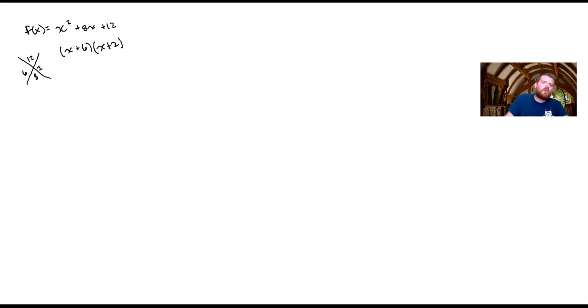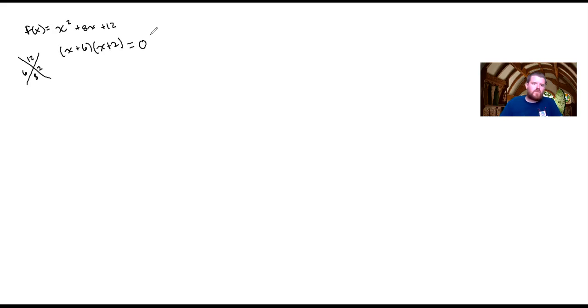But now what we're going to do is, rather than having just a plain function, we're going to have an equation. And so what I'm going to do is I'm going to set this equal to 0. Okay? So that's going to be the only difference between this and when we were just doing intercept form in Unit 3.